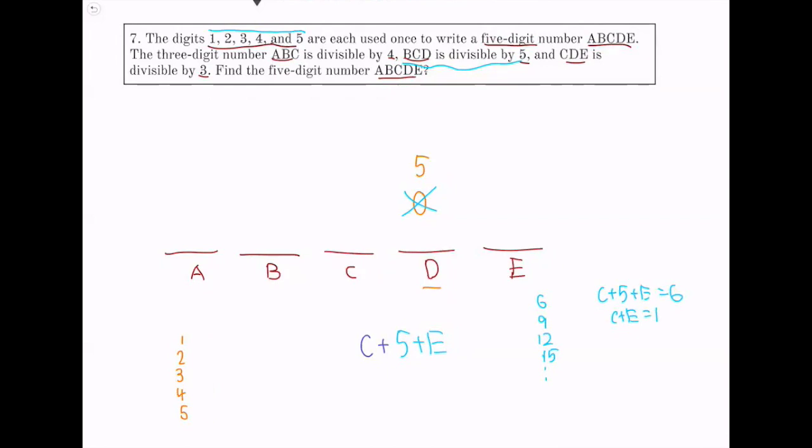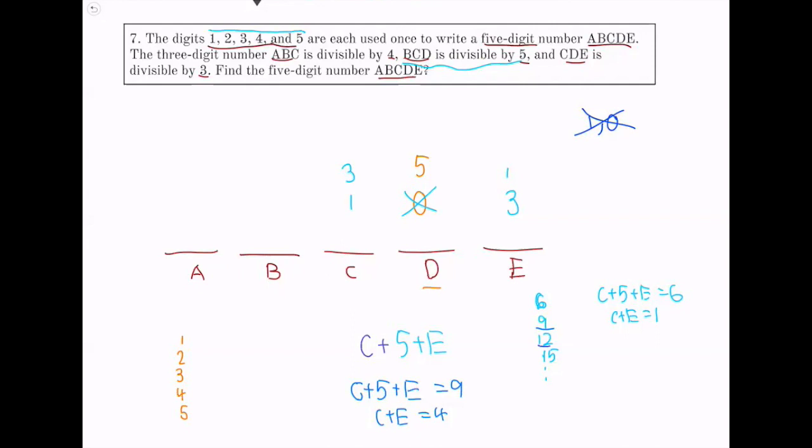C plus E being 1 is actually not possible, because that would mean that it has to be 1, 0. That's not allowed. So this can't be 1, 0. This is not going to work. Another possibility, 9. Can C plus 5 plus E be 9? This means that C plus E has to be 4. Is this possible? Yeah, it can be 1, 3. Like Justin said, it can be 1, 3 or 3, 1 for C and E.